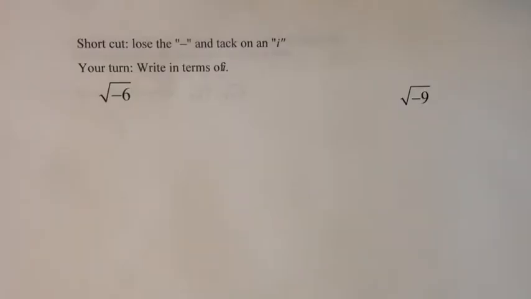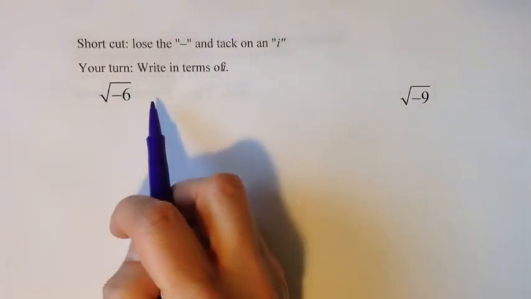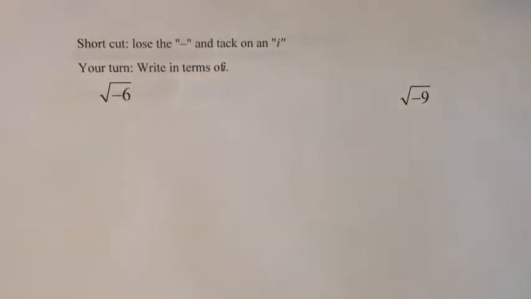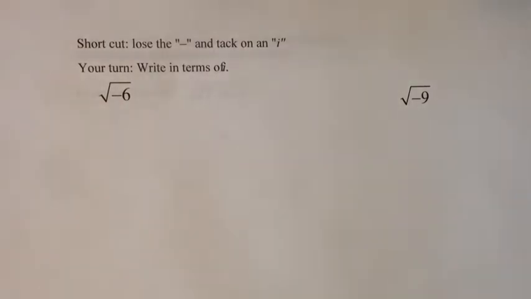If you think that you've noticed a shortcut, you're probably right. Whenever you have a negative under the square root, you can drop the negative and rewrite it with an i on the outside. Then, if the square root happens to simplify, you can simplify that square root as well. Why don't you go ahead and take a moment to try rewriting each of these in terms of i. Go ahead and pause the video, and we'll come back and talk about them in just a second.